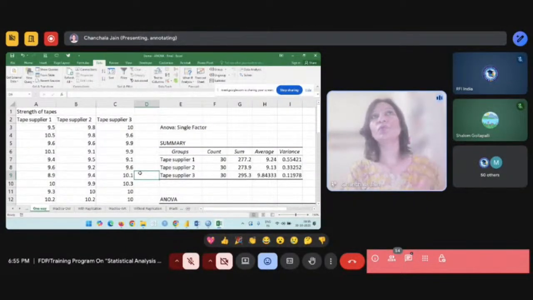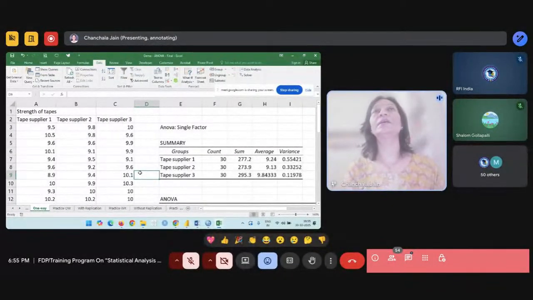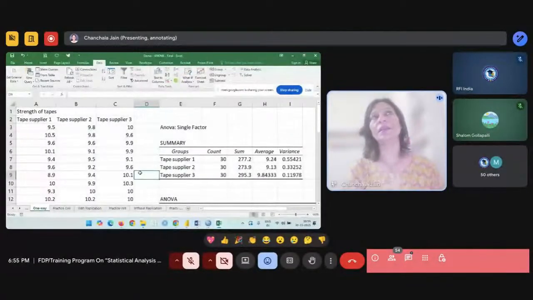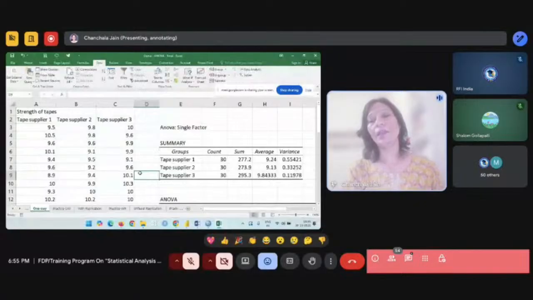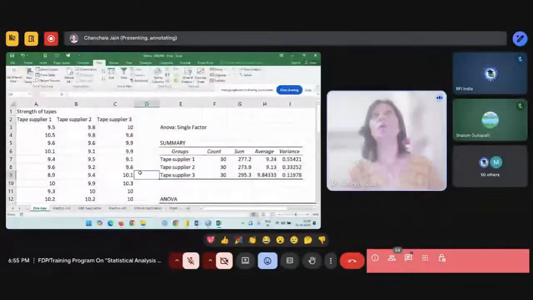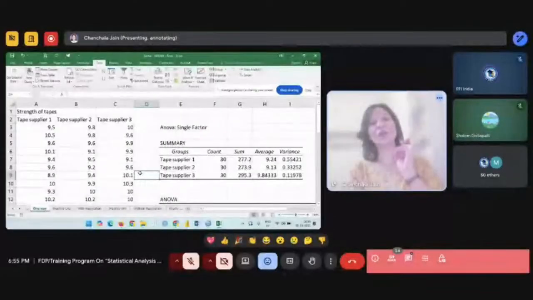ANOVA has two varieties, one-way and two-way ANOVA. In one-way ANOVA, we are comparing the mean according to only a single categorical variable. I will have only one categorical variable with a minimum of 3 categories, and one dependent variable, which is a numeric variable. So I can compare whether the mean is the same for all the categories of the categorical variable or not. So it is one-way ANOVA.